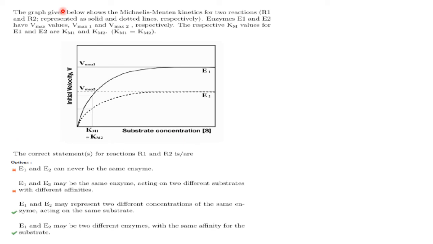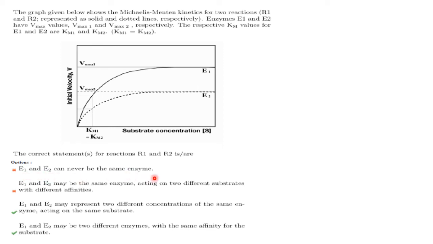Now next one. The graph below shows the Michaelis-Menten kinetics for two enzyme reactions, R1 and R2, represented by solid and dotted lines respectively. Enzymes E1 and E2 have Vmax values Vmax1 and Vmax2 respectively. The respective Km values for E1 and E2 are Km1 and Km2, and Km1 is equal to Km2. The correct statement for reactions R1 and R2 is or are.